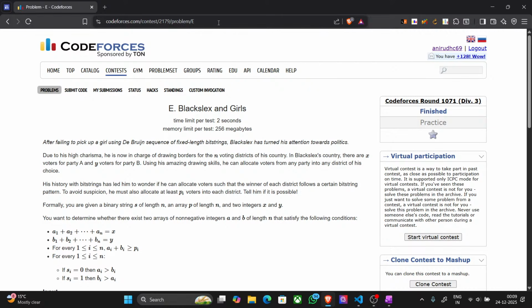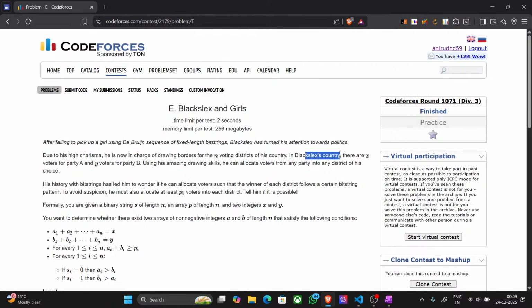So that's it. So in this problem E, you are given: after failing to pick up a girl using a De Bruijn sequence of fixed length bit strings, Blackslack has turned his attention towards politics. Okay, due to his charisma, I don't know how you spell it, he is now in charge of drawing borders of n voting districts of his country.